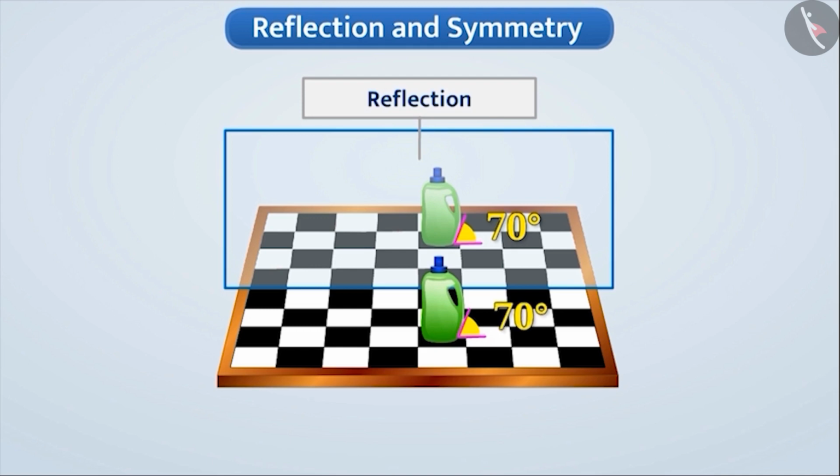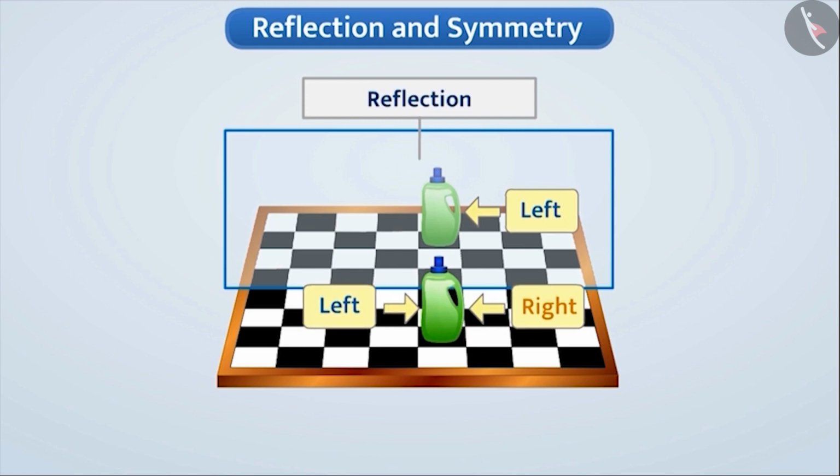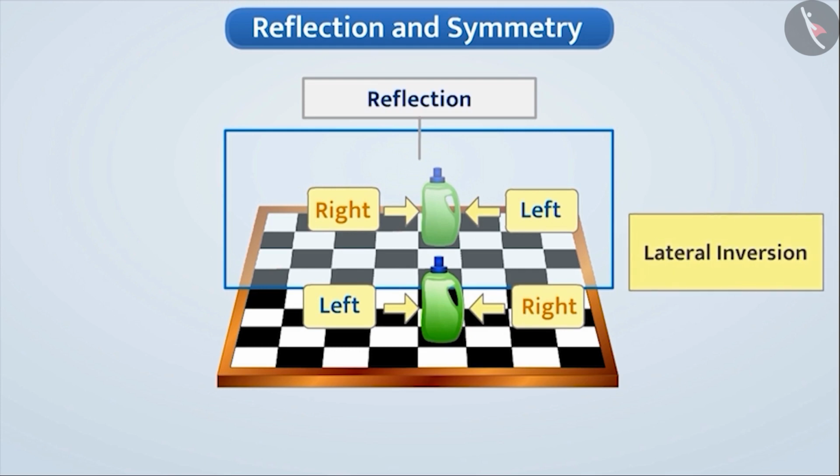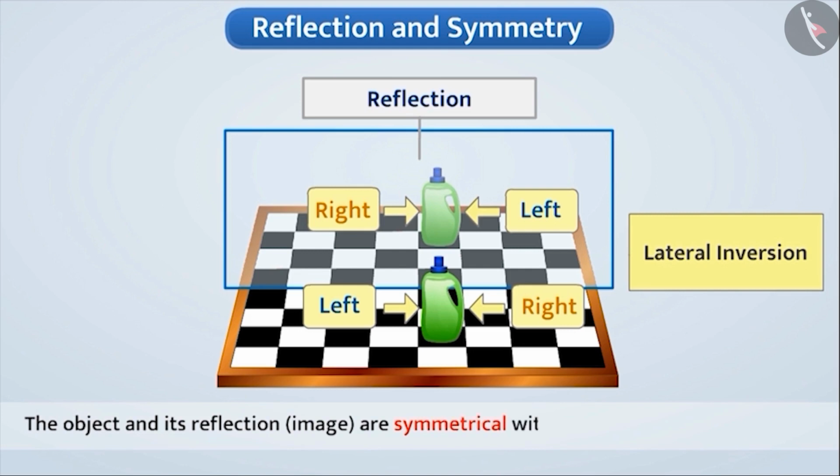Like length, if we talk about angles, the angle of the reflection and the angle of the real object are also equal. However, in one aspect there is a change. The right part of the object appears to be left in its reflection, and the left part of the object appears to be in the right of the reflection. This is called lateral inversion. In such a situation, we see that the object and its reflection are symmetric with reference to the mirror line. Thus, the mirror line becomes a line of symmetry.